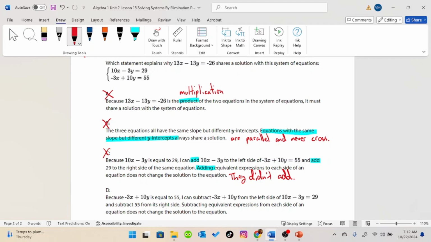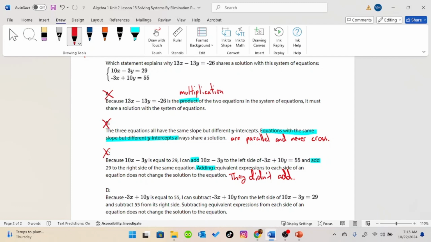And lastly, we have choice D. Choice D says because negative 3x plus 10y is equal to 55, I can subtract negative 3x plus 10y from the left side of 10x minus 3y equals 29 and subtract 55 from its right side. Subtracting equivalent expressions from each side of an equation does not change the solution to the equation. So if I subtract the bottom equation from the top equation, then negative 3x becomes positive 3x, and 10x plus 3x equals 13x.